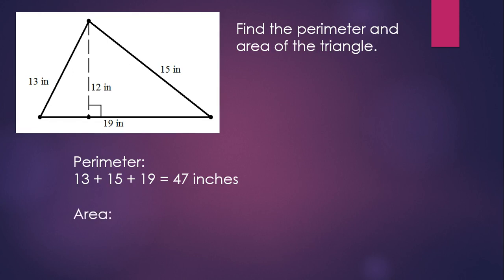The area of a triangle is 1/2 times its base times its height. The base and the height are always perpendicular to each other, so in this case the base is 19 inches and the height is 12 inches. So the area is 1/2 times 19 times 12, or 114 square inches.